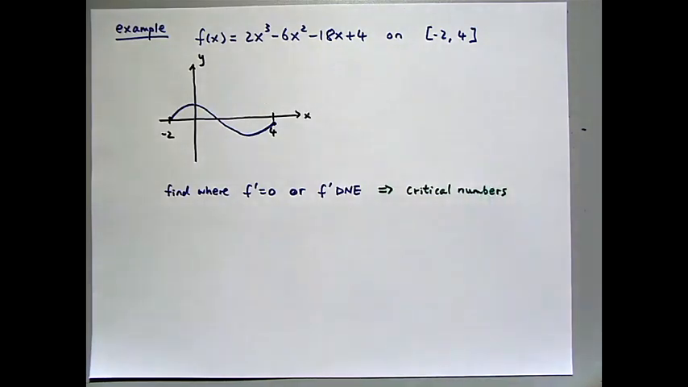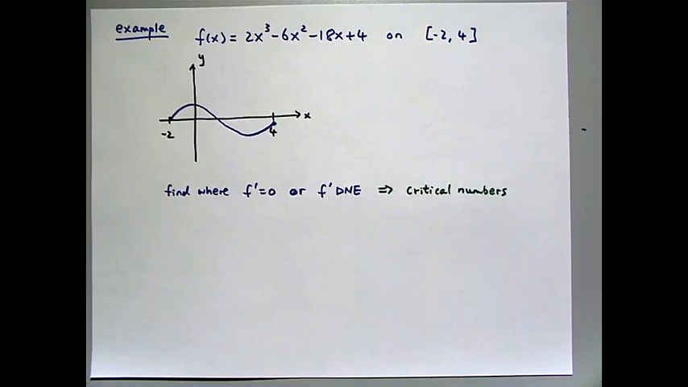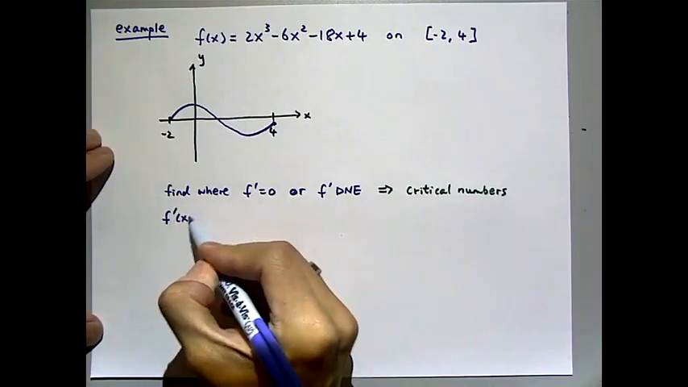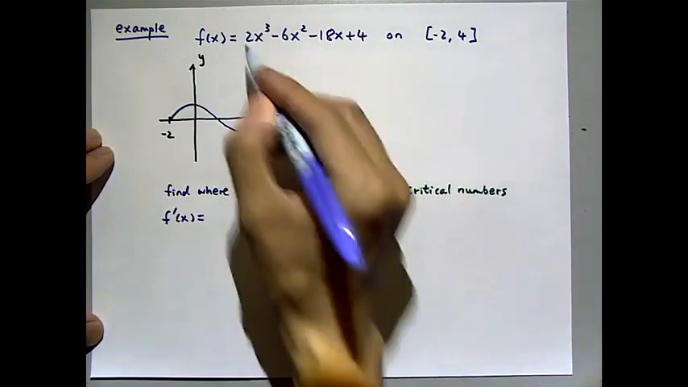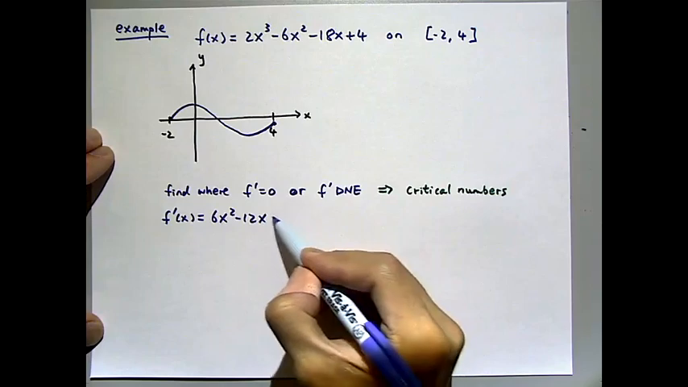You can find x where the derivative is 0 or undefined in the interval that we care about. Those are called critical numbers. Based on the graph here, we expect to see 2 of them. So let's take the derivative. We get 6x squared minus 12x minus 18.